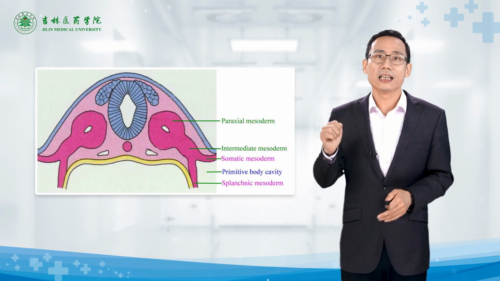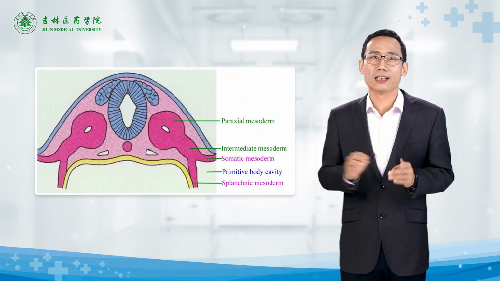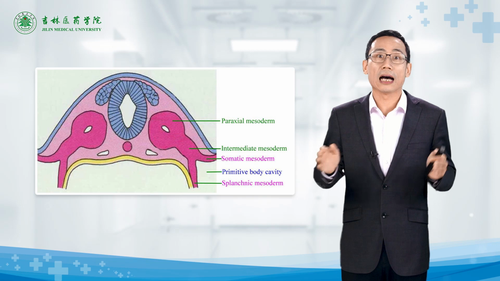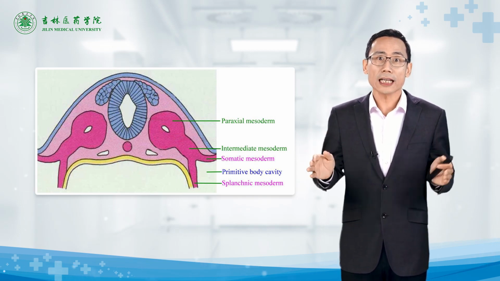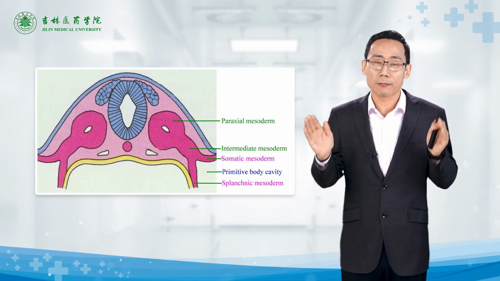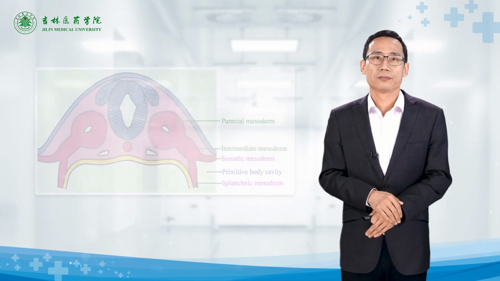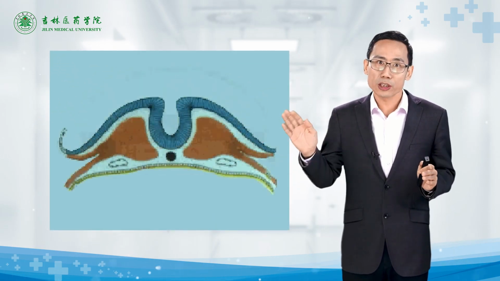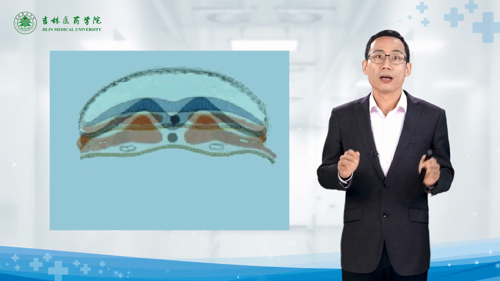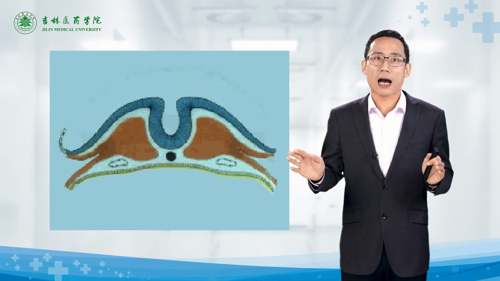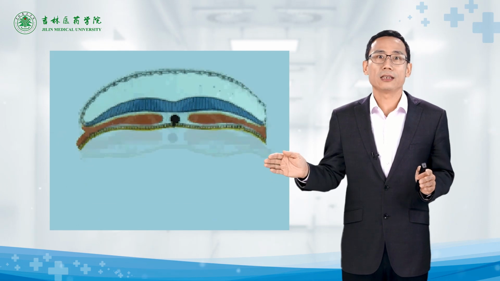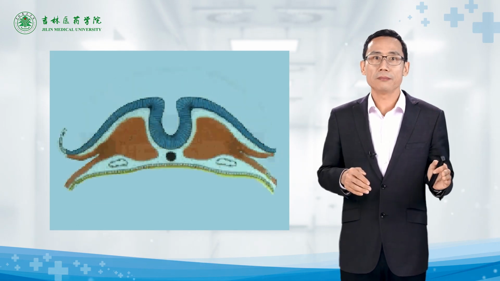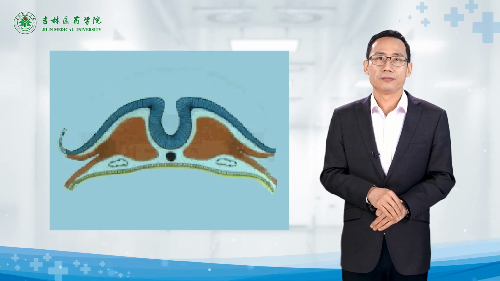In this slide, you can see paraxial mesoderm, intermediate mesoderm, and lateral mesoderm, which includes somatic mesoderm and splanchnic mesoderm. In this animation, pay attention to the change of mesoderm, which is differentiated into three parts: paraxial mesoderm, intermediate mesoderm, and lateral mesoderm.